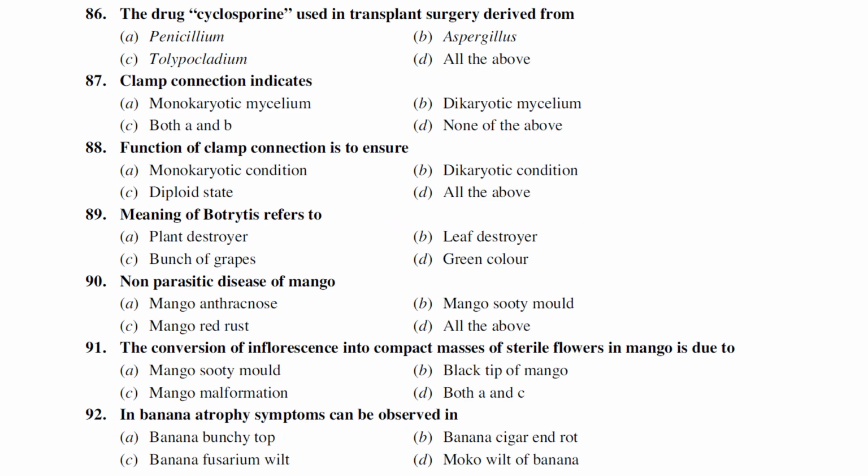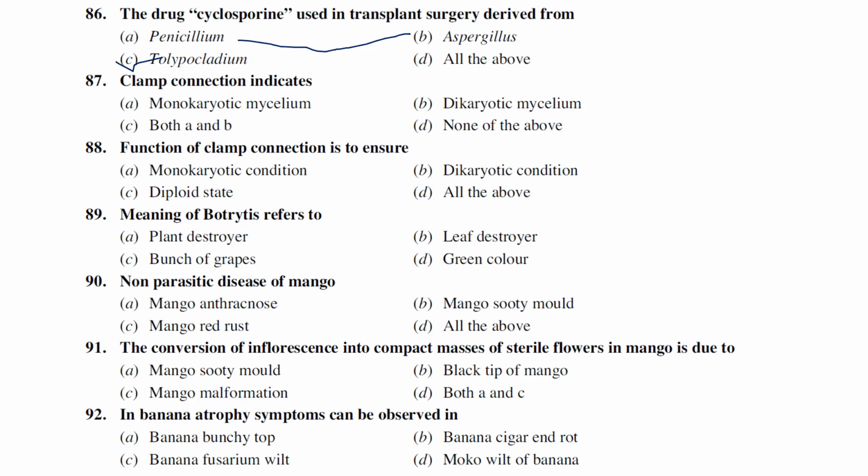The drug cyclosporin used in transplant surgery is derived from Aspergillus, Tolypocladium, all the above. Probably Tolypocladium, I think, the name itself, Tolypocladium, Cladosporium, because in Penicillium and Aspergillus I never heard that such kind of drugs are isolated, but I believe it's Tolypocladium. Please let me correct if I am wrong.